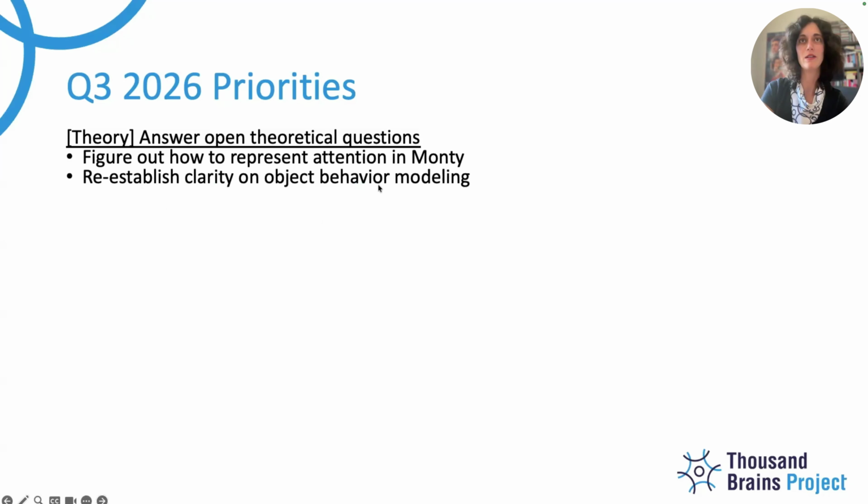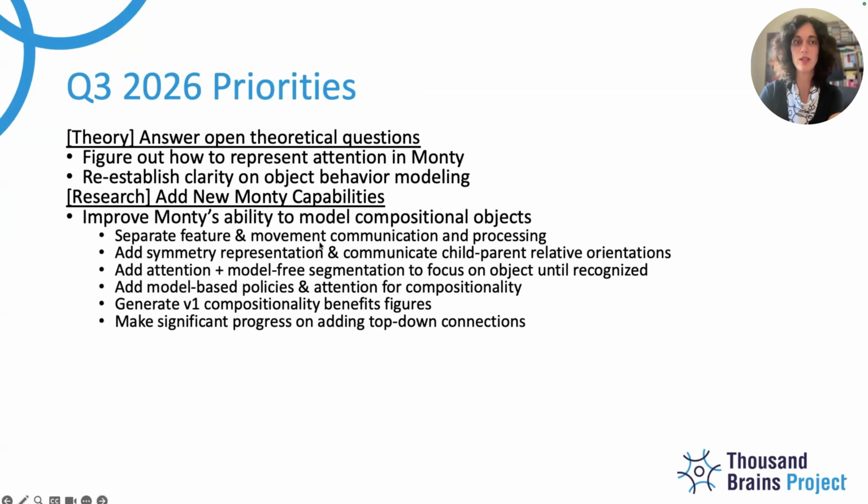And to reestablish clarity on object behavior modeling, since in the last quarter we had some new ideas around that would kind of make the previous plan obsolete. So want to see what we actually want to implement and test, so we know how to move forward in the next quarter. On the research side, really the big thing is improving Monty's ability to model compositional objects. And the subpoints there are to separate features and movement, communication and processing. That's the thing that Rami is working on at the moment. Adding symmetry representations and communicating child-parent relative orientations. That's what Hoji is working on.